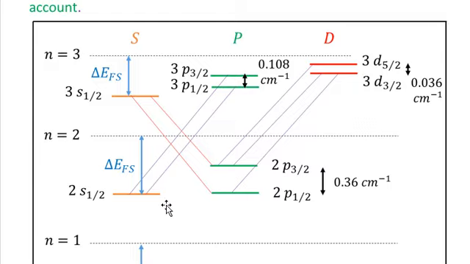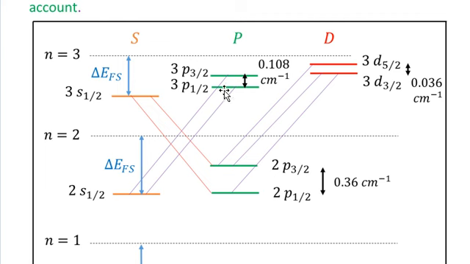And here you will see that the energies of the 2p1/2 and the 2s1/2 are very close to each other. Actually, we cannot discriminate between the energies of 2s1/2 and 2p1/2. So they are at the same energy level.